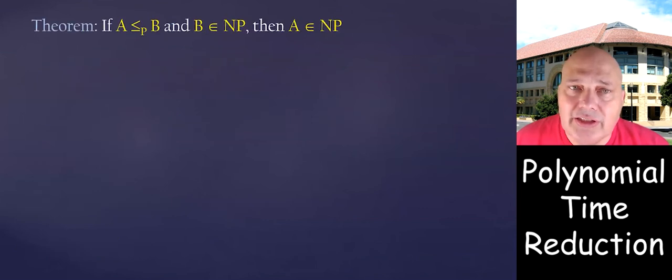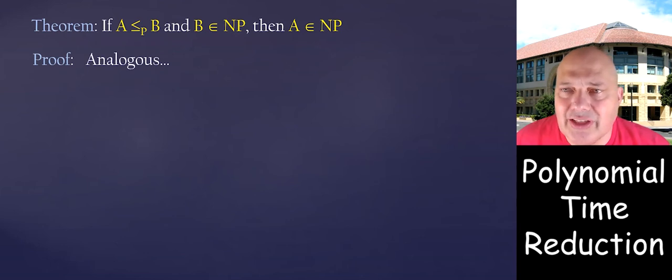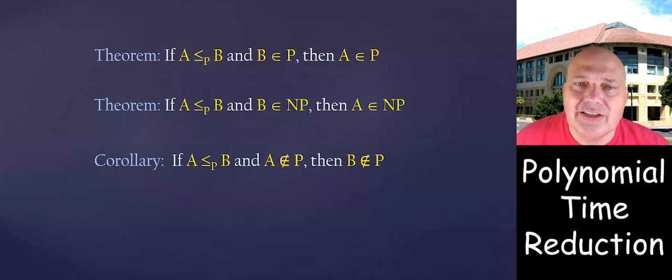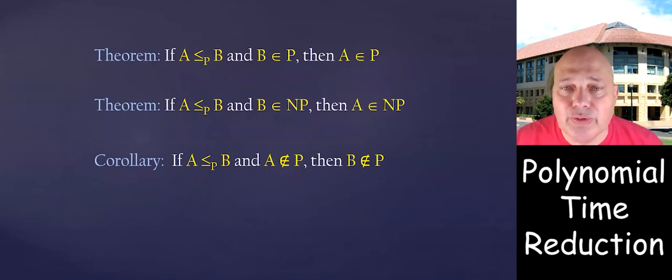Similarly, if A is polynomial time reducible to B and B is in NP, then A is in NP, the same kind of proof would work. So it's very analogous. And these two are the algorithmic side of reductions. And if we have the algorithmic side, we can also have the more complexity theoretic side, the impossibility side. In particular, if A is polynomial time reducible to B, and A is not in P, then B is not in P.